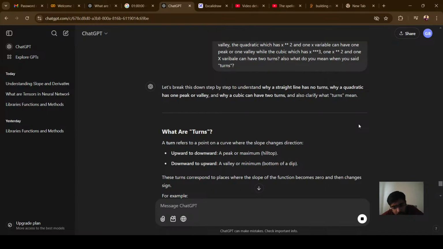Upward to downward. A turn refers to a point on a curve where the slope changes direction, upward to downward or downward to upward. Okay.